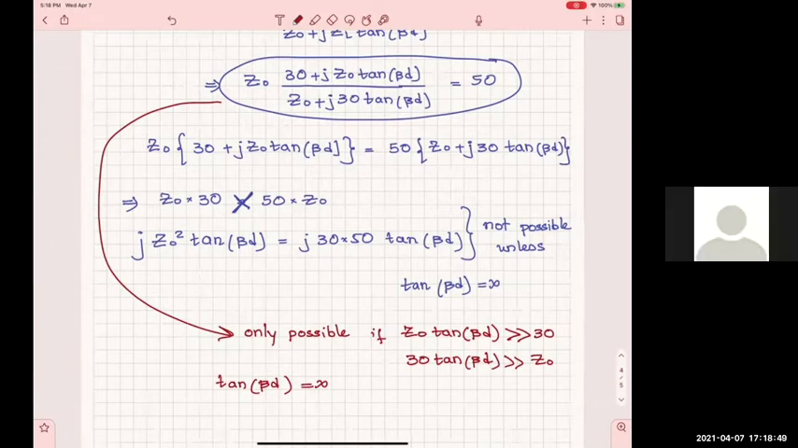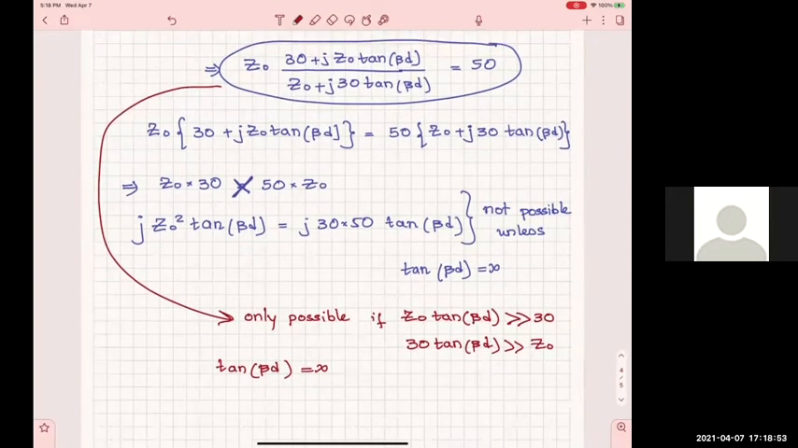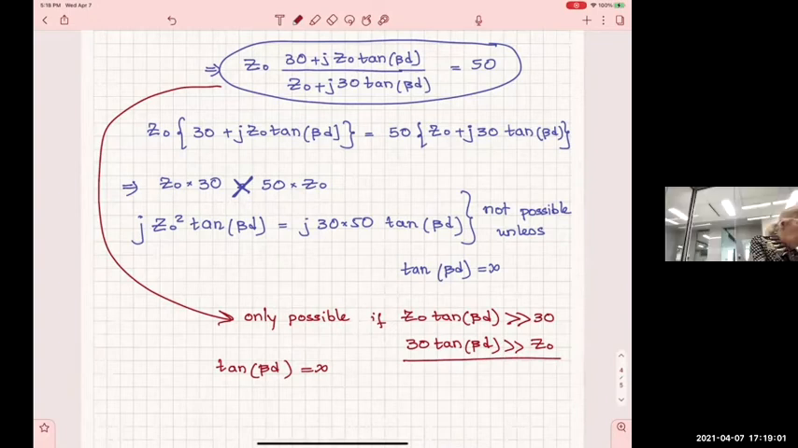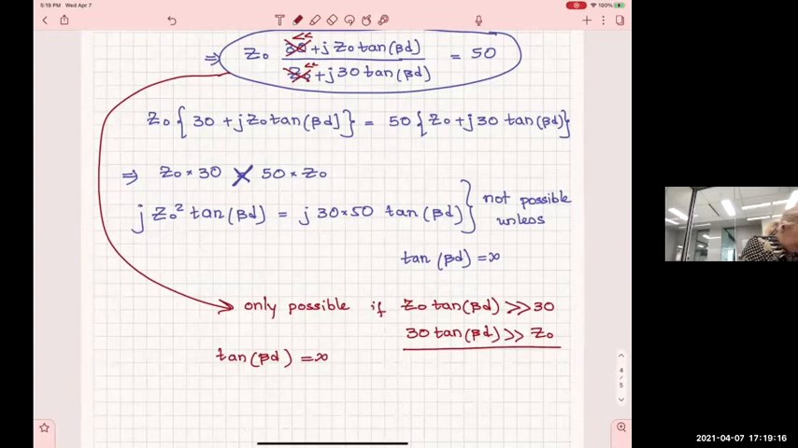Can't you split up the tangent into a sine and cosine? Yeah, you don't even have to do that, because if you assume this is true, then you go back to this formula and assume this is so small that you ignore it, and this is so small that you ignore it. And then that formula becomes the following.